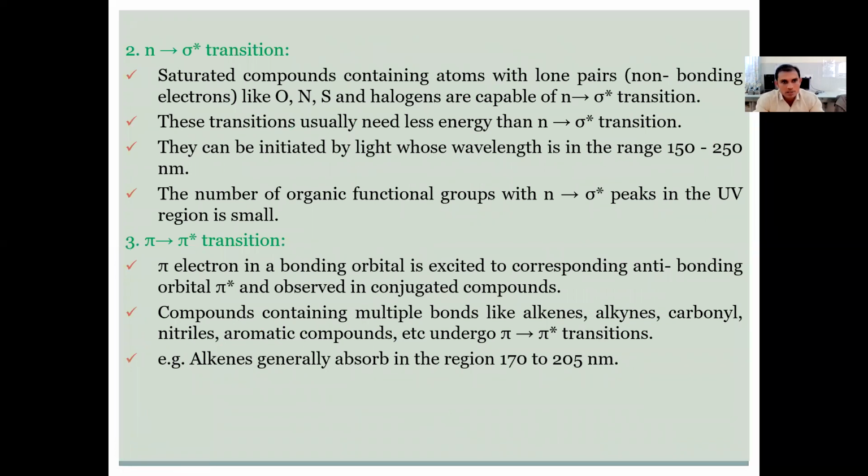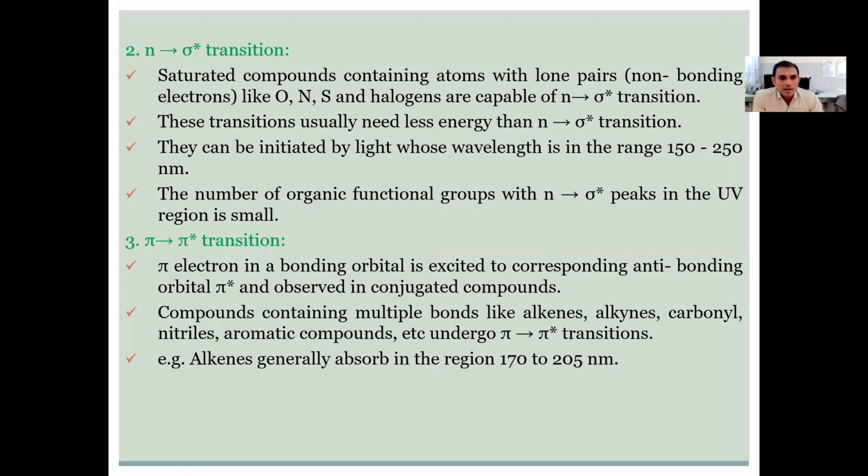In n to sigma antibonding transition, saturated compounds containing atoms with lone pairs, non-bonding electrons like oxygen, nitrogen, sulfur, and halogens are capable of n to sigma antibonding. These types of transition usually need less energy than sigma to sigma antibonding transition. They can be initiated by light with wavelength in the range from 150 to 250 nanometer. The number of organic functional groups with n to sigma antibonding peaks in UV regions is small.